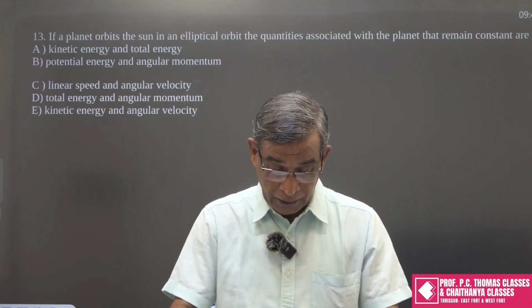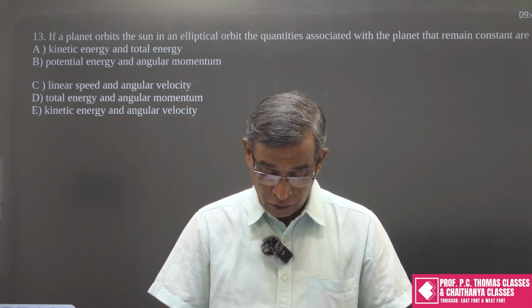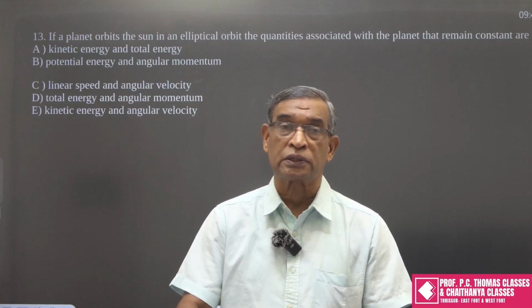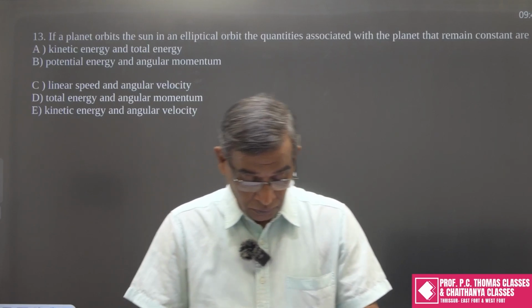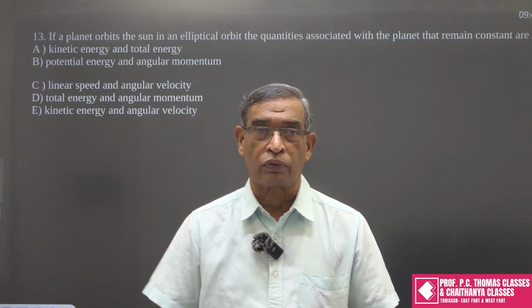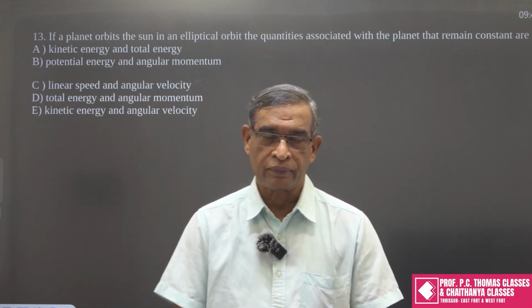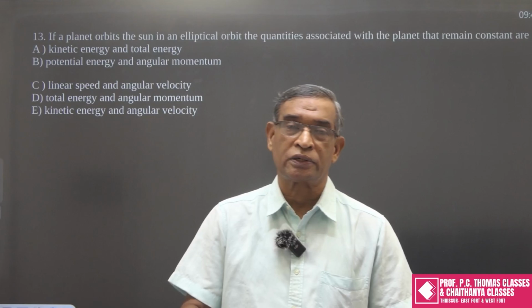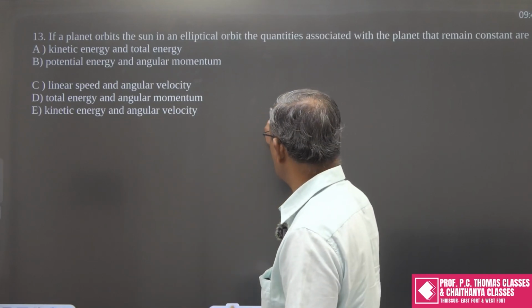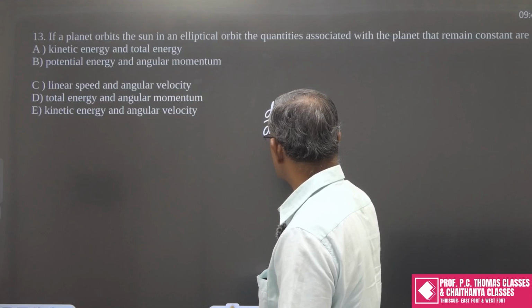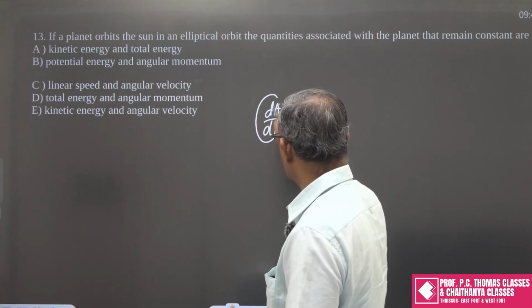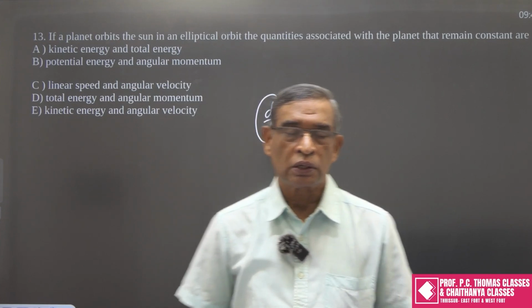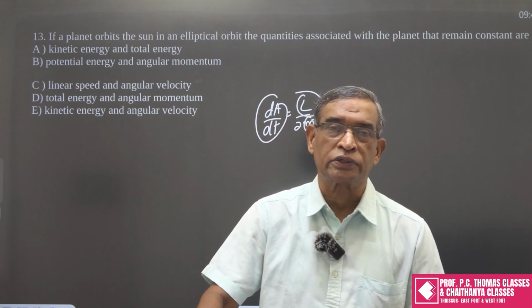The question reads like this: if a planet orbits the sun in an elliptical orbit, the quantities associated with the planet that remain constant are? What are the things that are constant there? You can see total energy is always constant. Total energy conservation is there. Then by Kepler's second law, areal velocity dA by dt is equal to L by 2m. In this, m is already constant, therefore angular momentum is also constant. And therefore angular momentum and the total energy are constant.